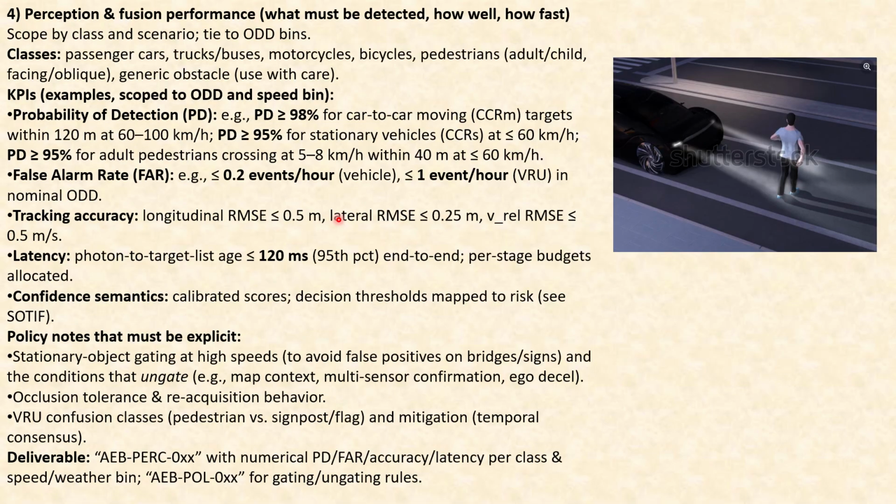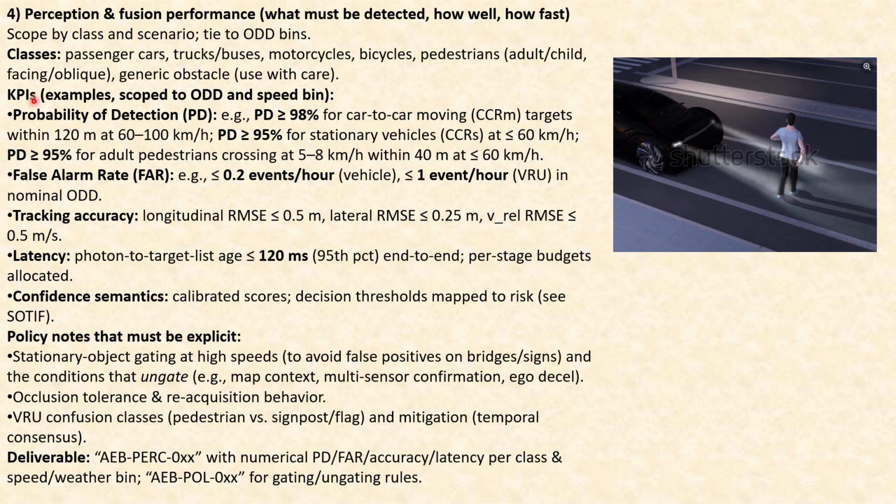Now coming to the next step, the performance and the fusion performance: what must be detected, how well and how fast. So in this step, the requirement engineer will outline how fast and how well must the scenario be detected and pursued. This can also be called scope by class and scenario, and this is also tied closely to ODD bins. Now, when it comes to classes: passenger cars, trucks, buses, motorcycles, bicycles, pedestrians, generic obstacles, and use with care.